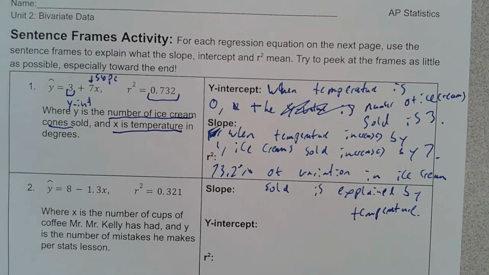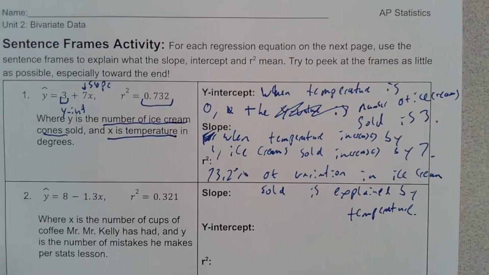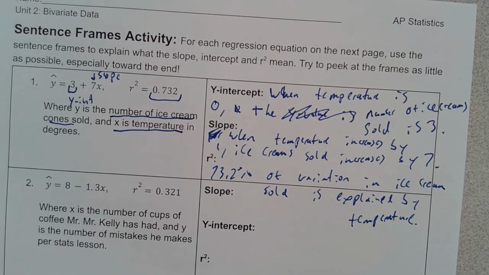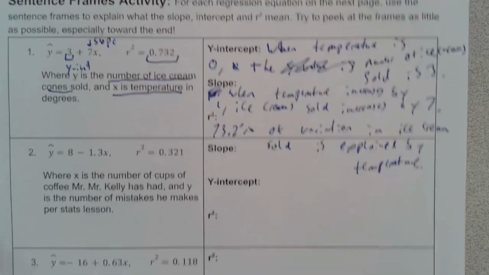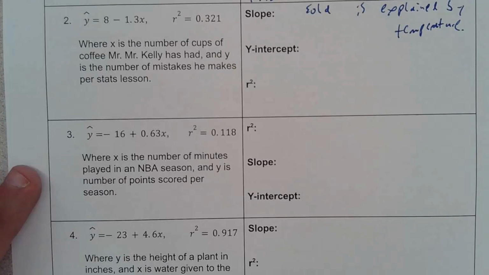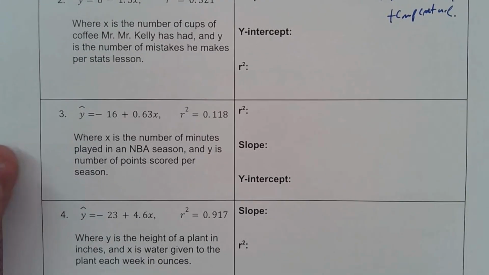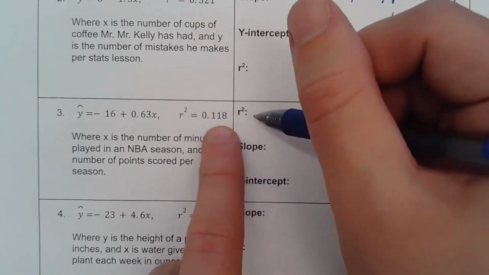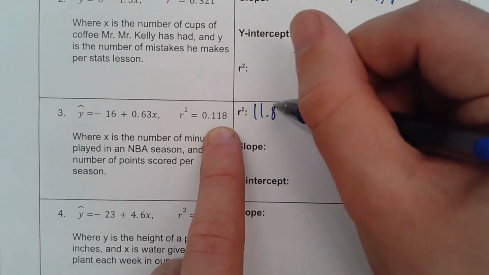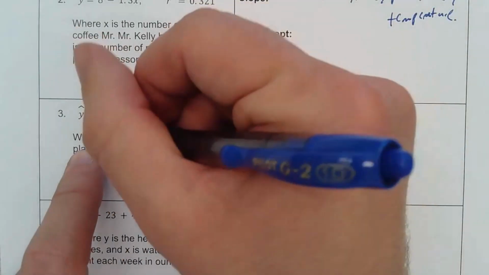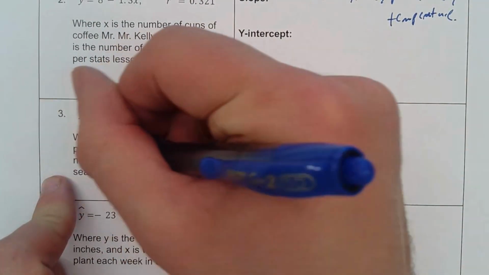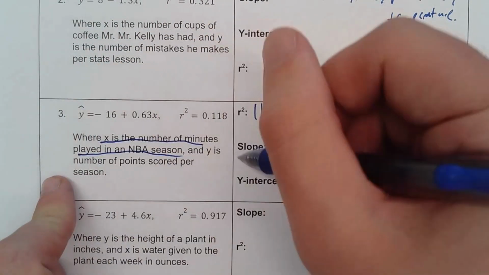Okay. Let's do another one for practice, but I think you're getting the gist of it. Let's go to number 3 as an example. This time r squared is first, so make sure to make it a percentage: 11.8%. Now let's identify what x and y are. x is number of minutes played in the NBA season, and y is number of points scored per season.